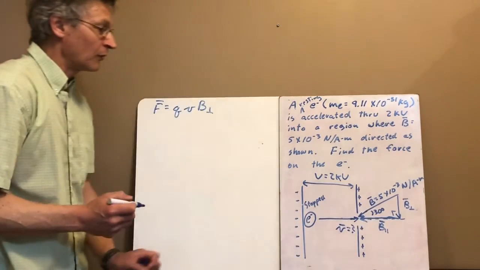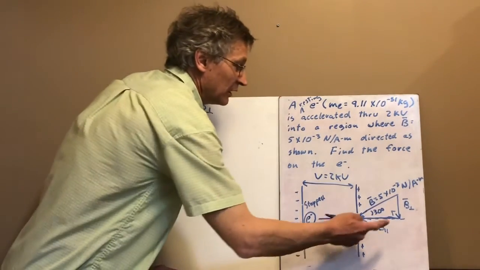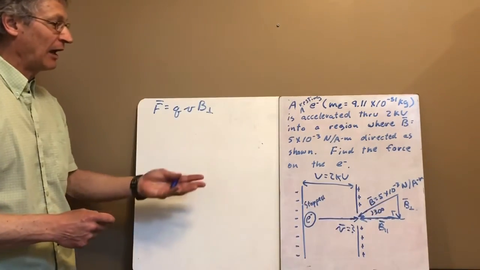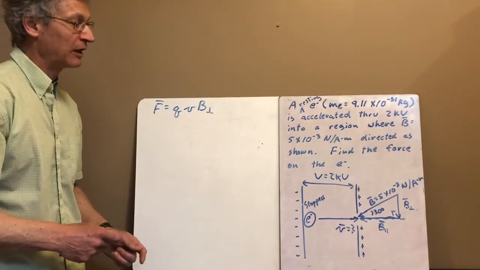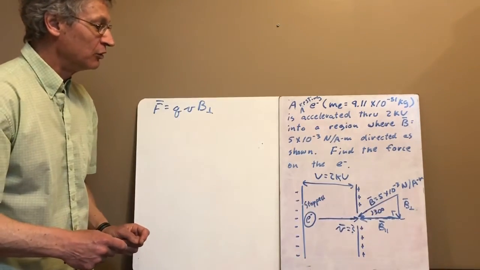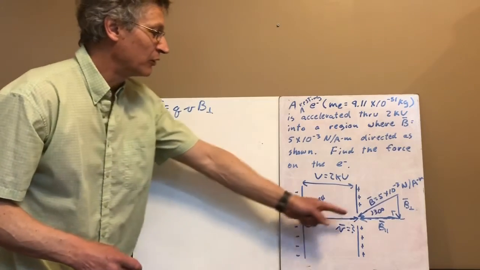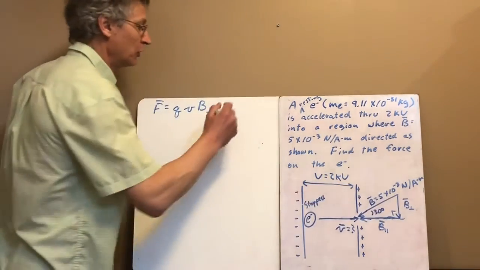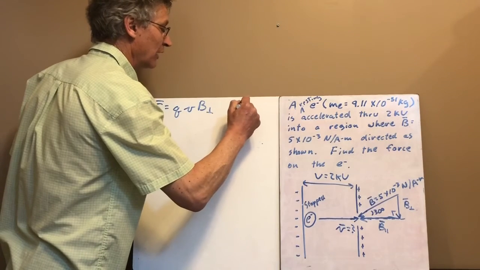And of course, the one we want is this one, the one that is perpendicular to the velocity. And you can use trig to figure that out. That's pretty easy to do, right? What is it? The sine of 30 is equal to the opposite over the adjacent. So you can use trig to figure that out.